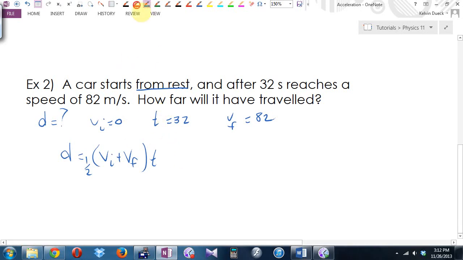Oh, and why can I do that? VI is 0. So this is going to be a half, which on my calculator I type as 0.5. VF, 82. 32.